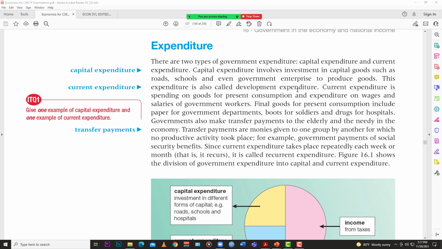Then we have current expenditure. What is current expenditure? Current, as its name suggests, or recurring. Some people call it recurring expenditure. It's expenditure spent on goods for the present consumption. So it's money spent by the government for things now, for now, whereas capital is an investment for later on.